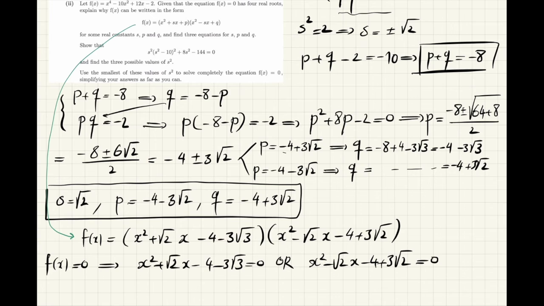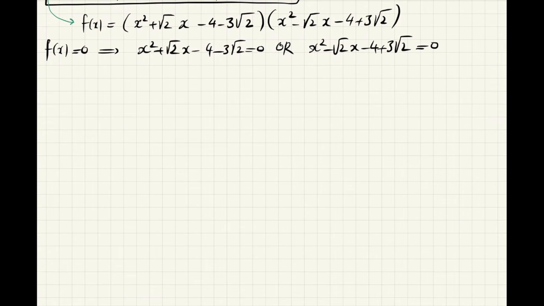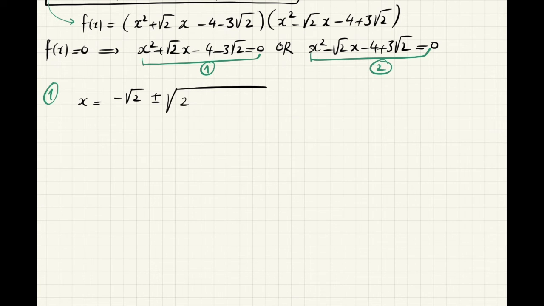So I made some mistake here, yes, because this is not 3, this is 2. And this is not 3, this is 2. Okay, so now let us concentrate here. Let me call this one number 1, and this one number 2. Yes, now I am interested in number 1. So x becomes equal to minus the square root of 2, using the quadratic formula, plus or minus the square root of 2 minus 4 times minus 4 minus 3 square root of 2, and then divided by 2.